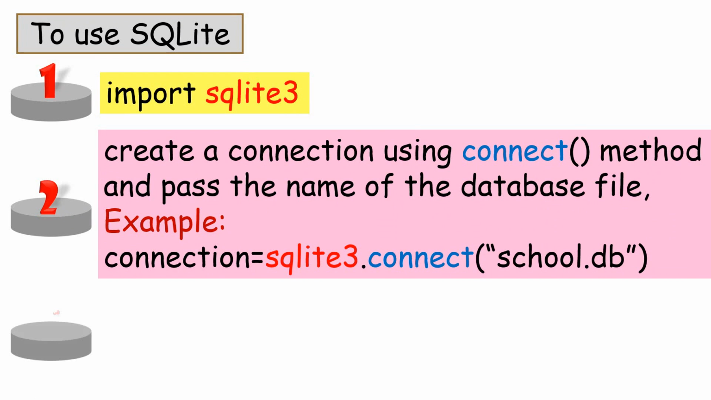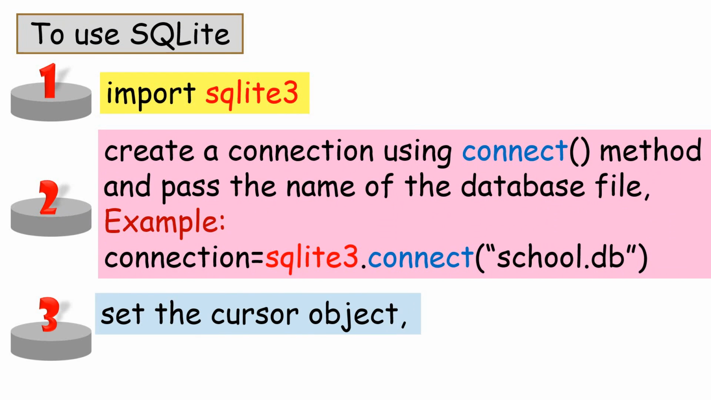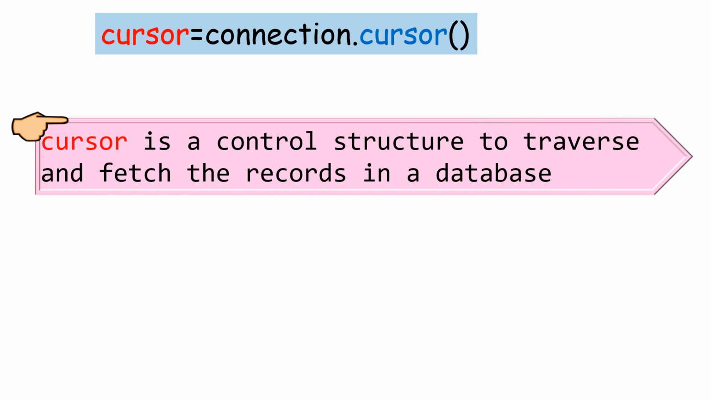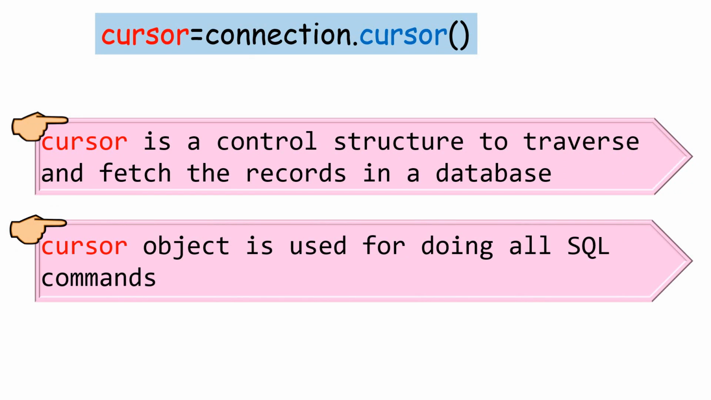The third step is to set the cursor object. cursor = connection.cursor(). Here the cursor on the left hand side is the cursor object. The cursor object is a control structure to traverse and fetch the records in a database. Cursor object is used for doing all SQL commands.